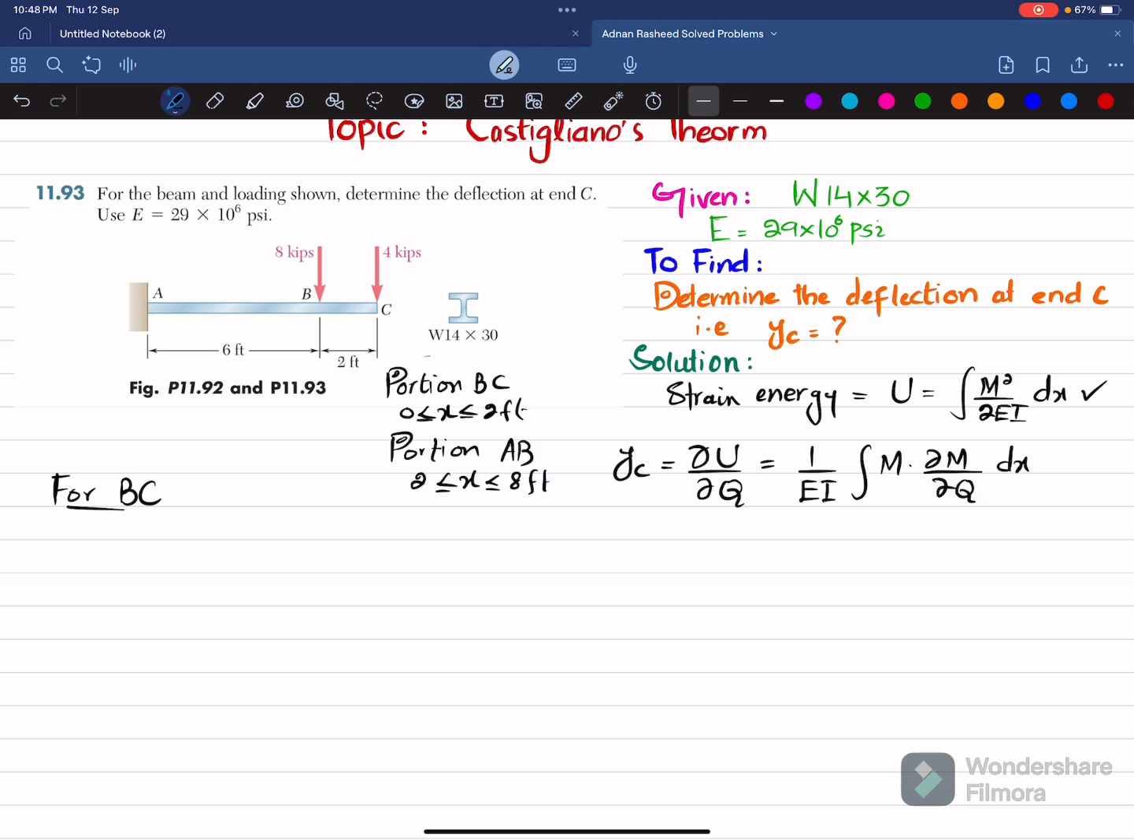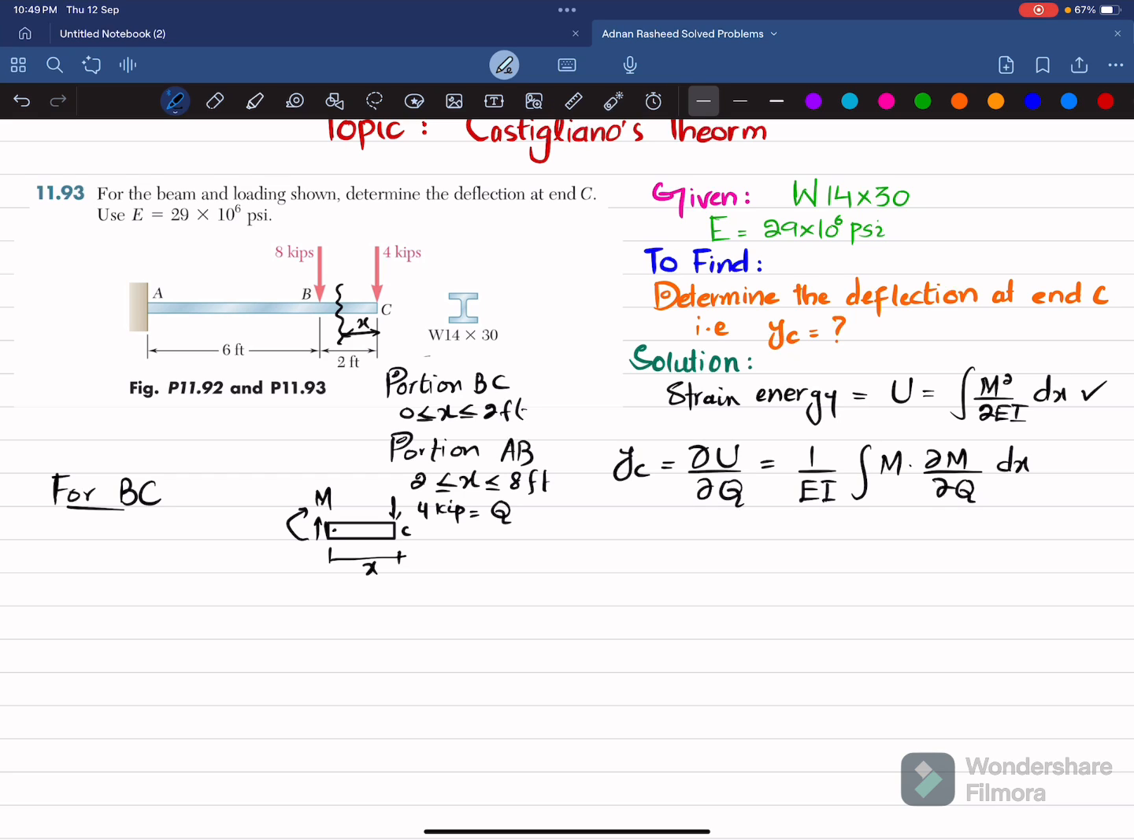BC. Clear? If we cut the beam in portion BC, let this distance be x, and draw the free body diagram, it will be like this. This is your point C, where the 4 kips load is applied, and we will replace this force with Q. Let this Q be equal to 4 kips, and this distance is equal to x. When you cut it, you will have a shear force and a moment M. So we are interested in finding this moment M.